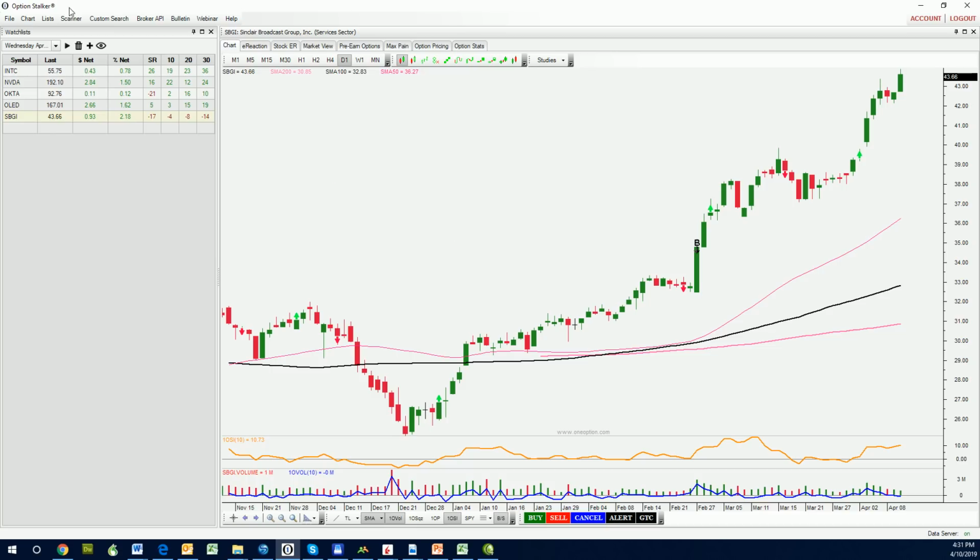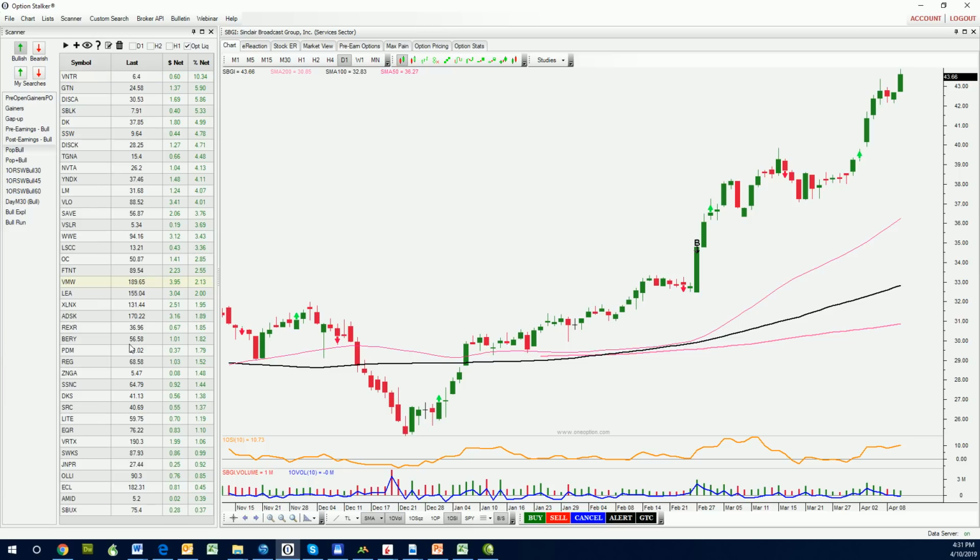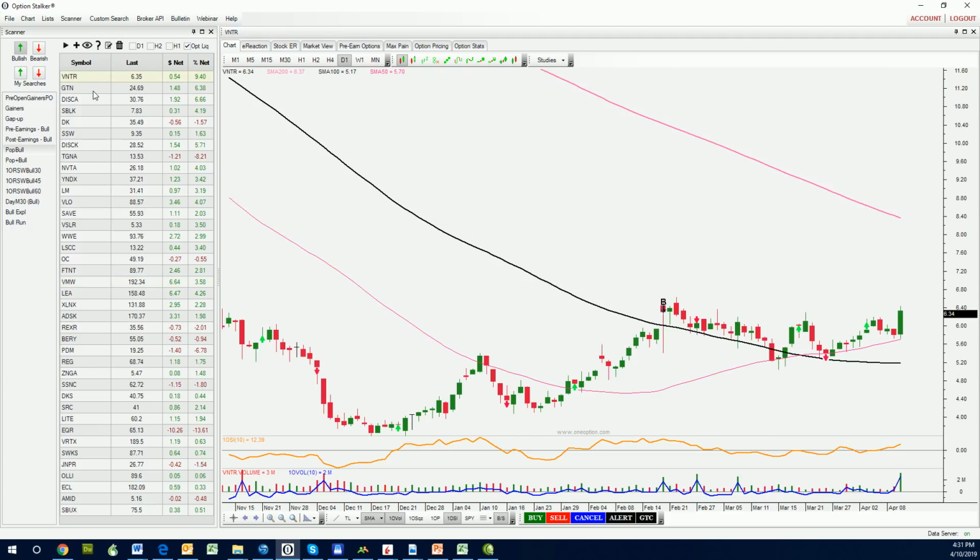I'm going to click on the scanner, and I'm going to go to my favorite search for swing trades, which is Pop Bull. I'm going to stay in this daily chart right now, and we'll just take a look at maybe the top 10 picks. I know there are going to be some really good candidates in here because there are great candidates all the time, and we day trade a lot of these.